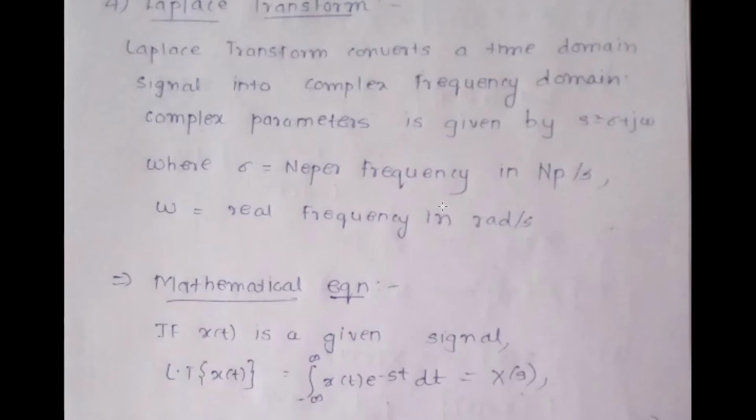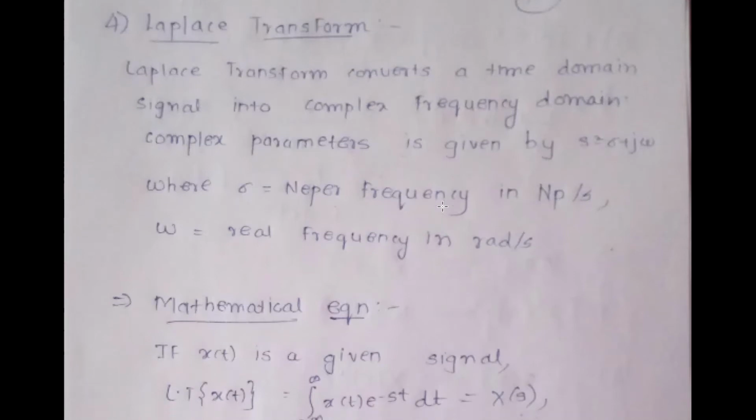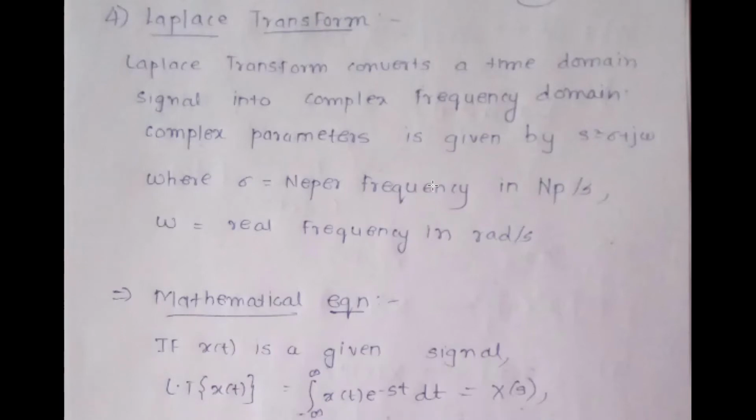So please do watch out this space and let's begin with this concept of Laplace transform. So what is Laplace transform basically? Laplace transform converts a time domain signal into a complex frequency domain. The complex parameter is basically s equal to sigma plus j omega. So basically Laplace transform converts my time domain signal into a complex frequency domain, wherein my complex frequency domain will be given as s equal to sigma plus j omega. The sigma is the real part, omega is the imaginary part.